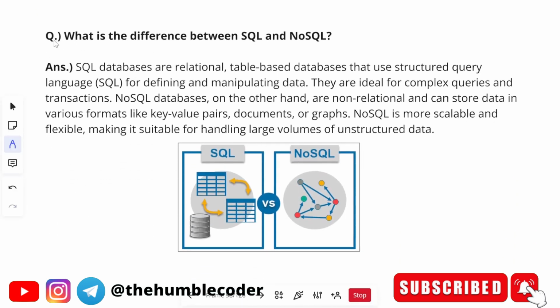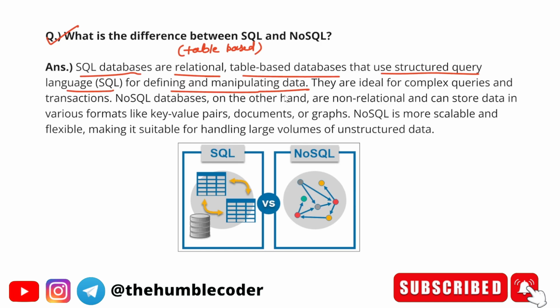What is the difference between SQL and NoSQL? Okay, let's see the answer for this one. SQL databases are relational. Relational means what? Table based. You can say table based or structured. Relational table-based databases that use structured query language, that is SQL, for defining and manipulating data. Now, what is manipulating data? Which means fetching out the data or changing any data in the database.